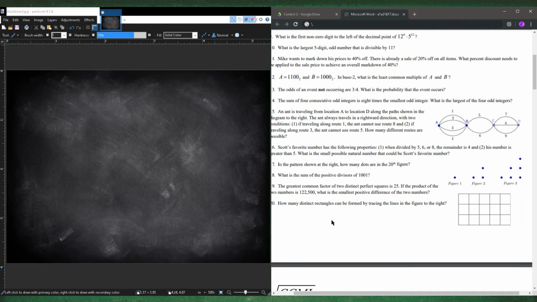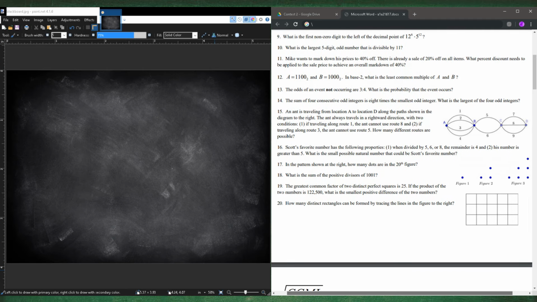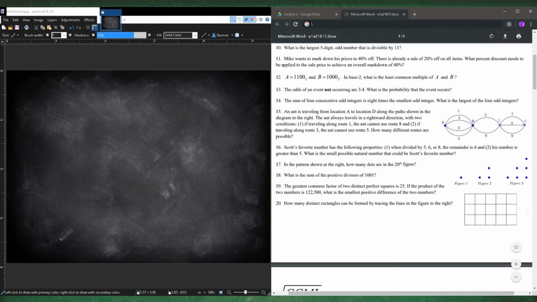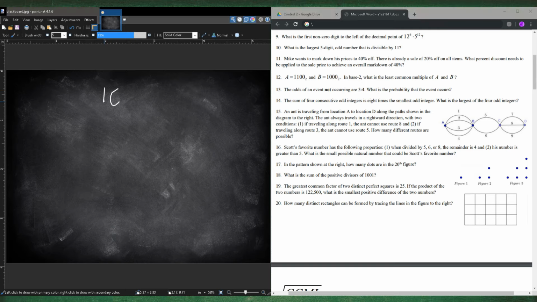Question 18. So let me move this a little bit over. What is the sum of the positive divisors of 1001? Okay, so 1001. What could this be divided into? 2 does not work because it's not even. 3, the digits don't add up to a multiple of 3, so it doesn't work. So 5, nope, because it has to end in 0 or 5.